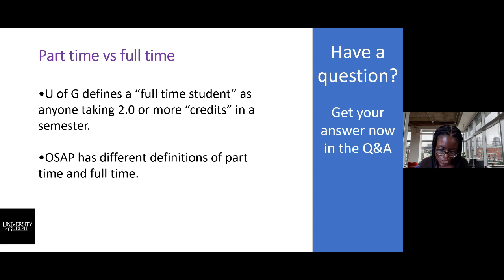OSAP has different definitions of part-time and full-time, and part of what it depends on for OSAP is, have you submitted paperwork to OSAP to identify yourself as a student with a disability? And it's important to note that that is different paperwork than you would submit for SAS. I'm sorry to say that because that becomes a lot of paperwork that you have to keep track of, but it's important for students to realize that if you're registered with SAS, that doesn't mean that OSAP knows that you're a student with a disability unless you've also submitted paperwork to OSAP to make that clear.